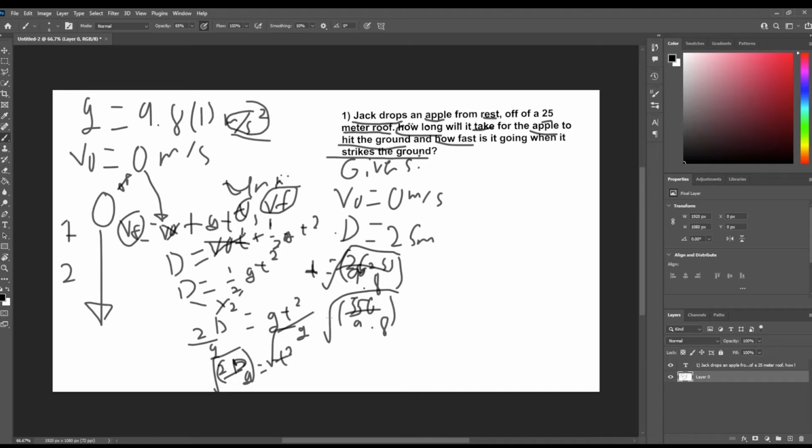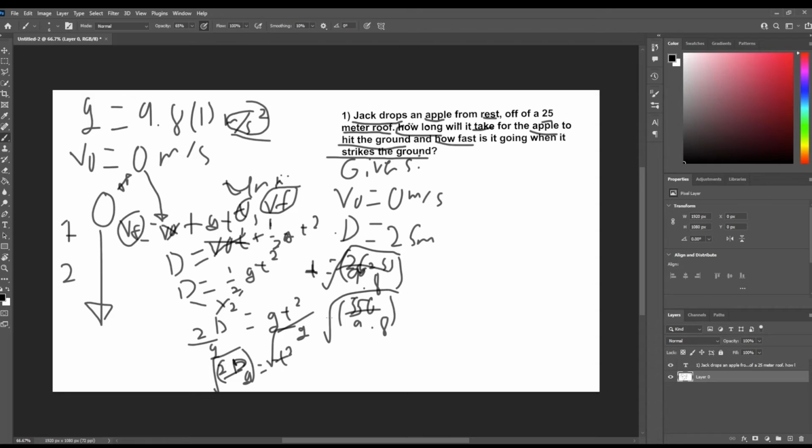So let's grab our calculator. We could do 50 divided by 9.8. To shortcut it, if you guys wanted to, you could put 50 divided by 9.8 in parentheses and then put that all in a square root. But I'm just going to do it step by step. So we get around 5.1 after we divide. And then we find the square root of 5.1.